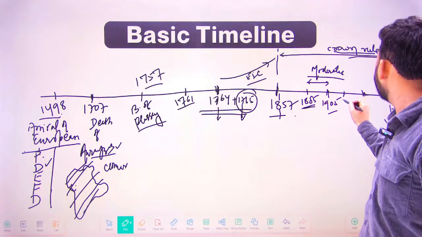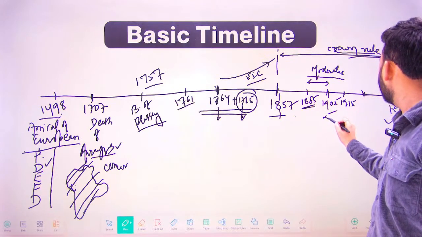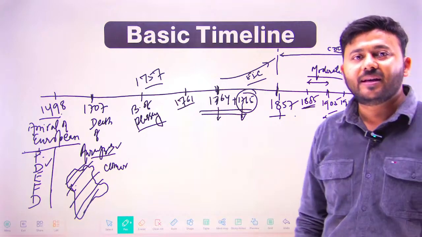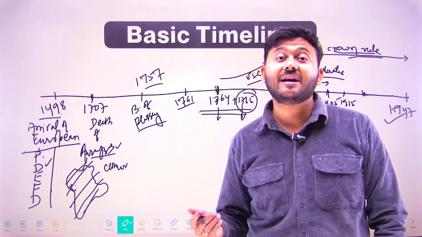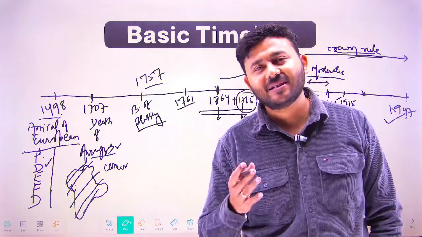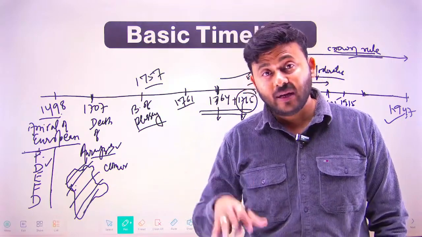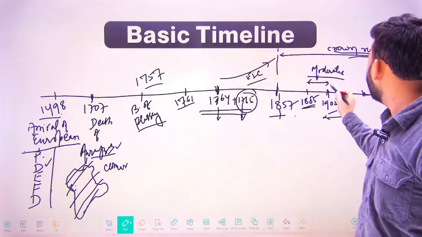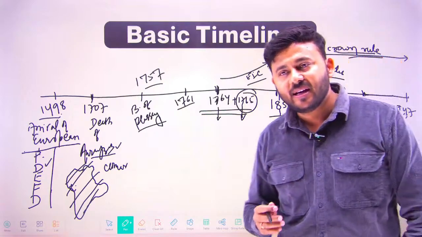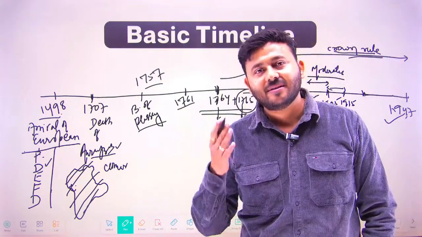1905 to 1915 can be considered the era of extremists, in which they started revolutionary activities. You must have heard of the Gadar movement and all, not only in India but outside also. So 1905 to 1915 is the era of extremists.